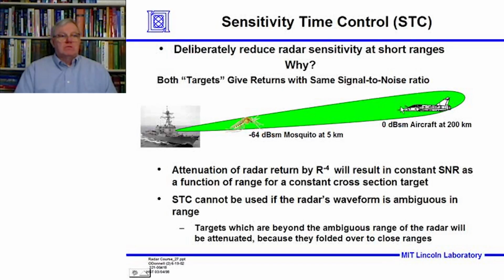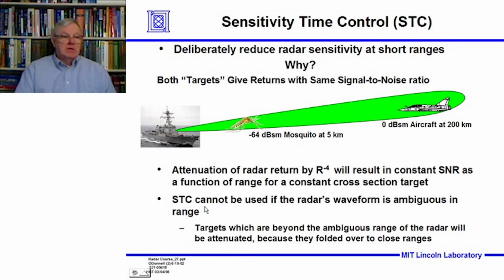And this effect was noticed the minute people built surveillance radars back in the late 40s and 50s. What they did was they developed a technique they call sensitivity time control, whereby they attenuate the radar return by r to the minus 4 to compensate for the r to the minus 4 sensitivity of the radar, and it results in a constant signal-to-noise ratio as a function of range for a constant cross-section target.